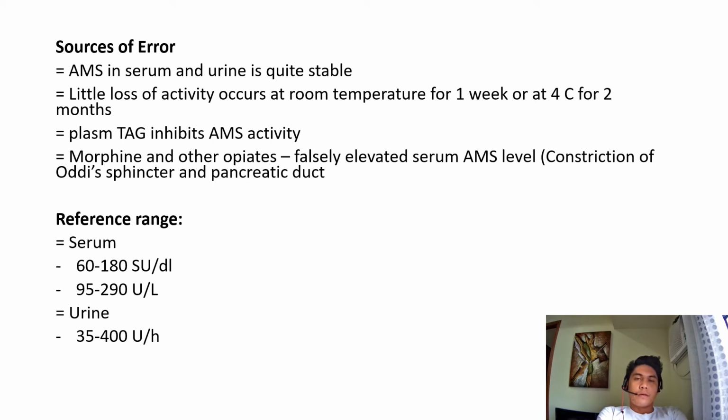For Saccharogenic method, it's 60 to 180 Somogyi unit per dL. And for other methods, it's 95 to 290 U per L. And for urine, it's 35 to 400 units per hour. Okay, so those are the reference ranges for amylase activity.